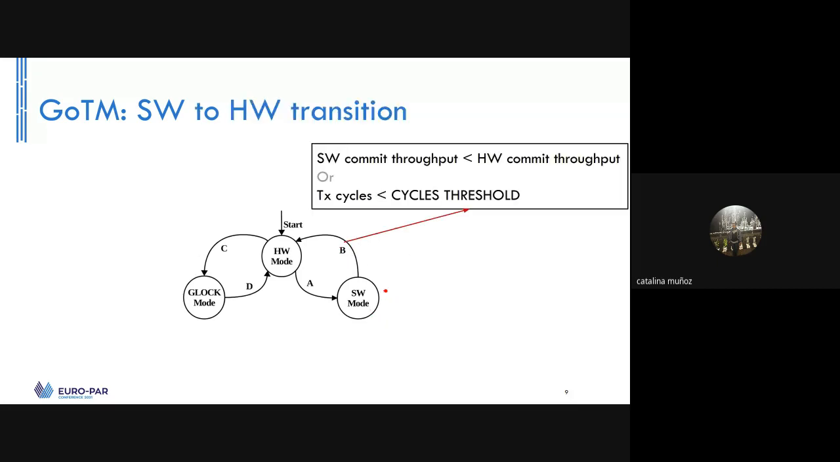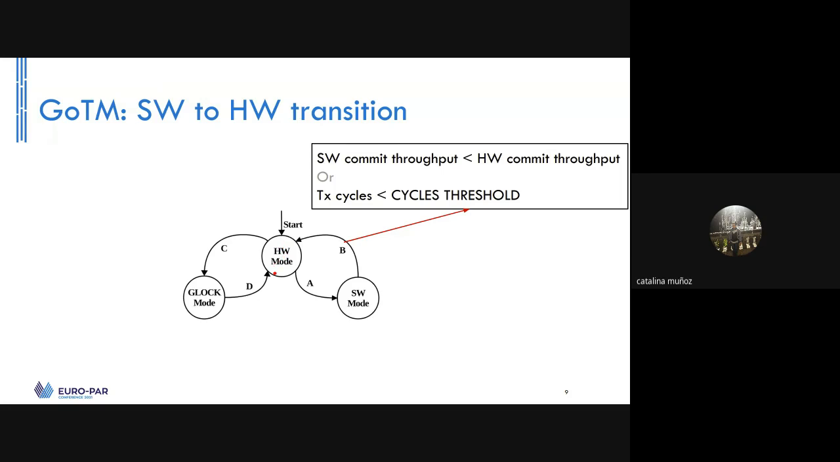So in this case, while in software mode, I compare if commit throughput in software mode is lower than it is in hardware mode, or if the number of cycles it takes to execute a transaction goes below a threshold, again chosen experimentally, then we can issue transition B, because we know that it is probably better executing in hardware mode.